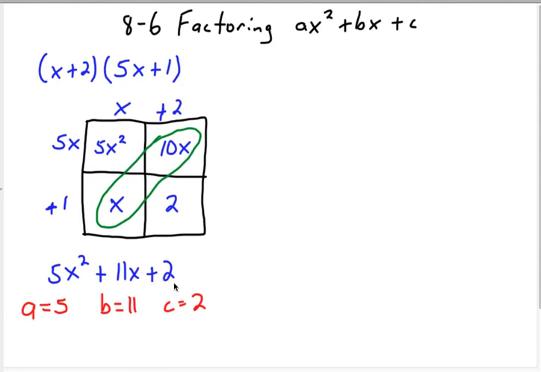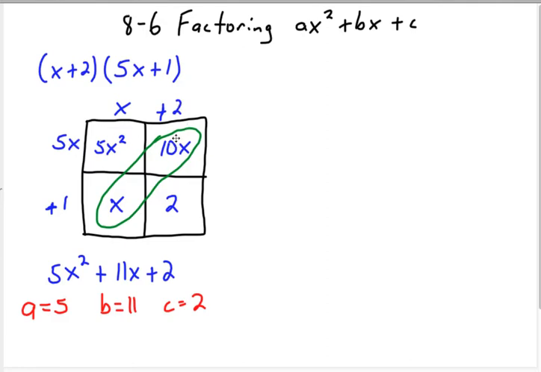The 2, as you can see, is the same as previously. It's from this corner. It comes from the last two numbers multiplied together. The 5 is the same way. It's in this corner. The 5x squared comes from these two things being multiplied together. What's different when we have an a value different than 1 is these two numbers are no longer the addition of the 2 and the 1. So that's what makes these types of problems more complicated. As you can see, this 10x is a combination of the 2 and the 5.